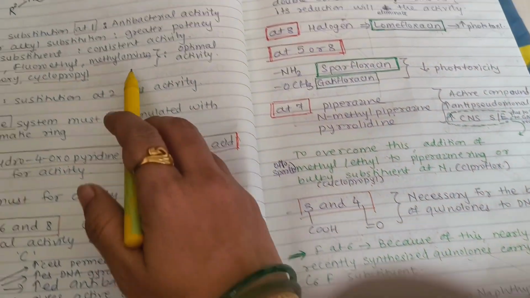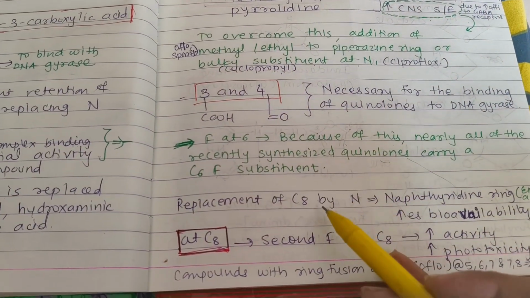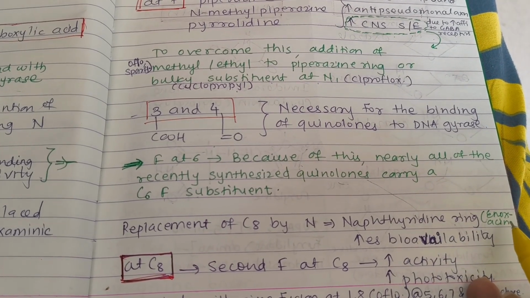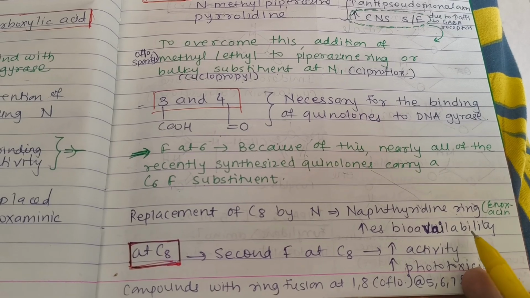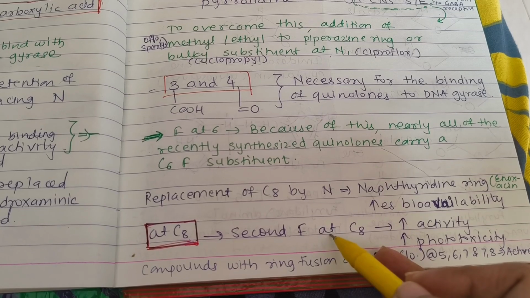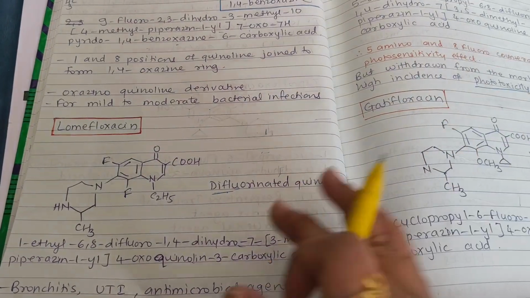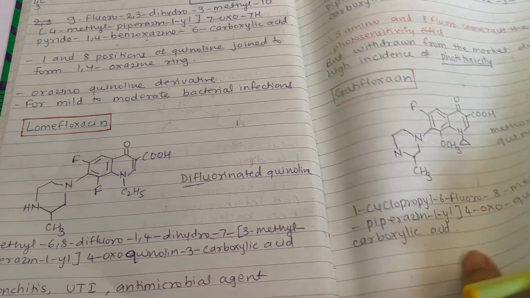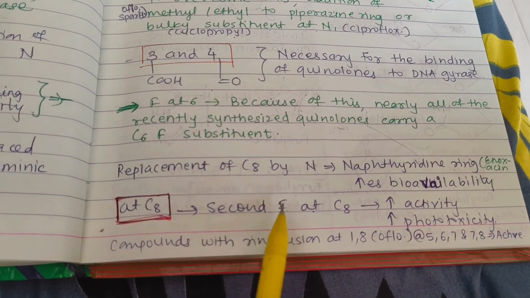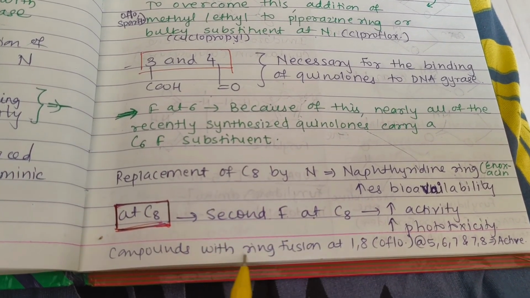Replacement of C8 by N. Here, instead of this carbon, if N is there, what will happen? That will give us the naphthyridine ring, which is nothing but enoxacin. This increases the bioavailability of the compound. Now at the 8th carbon, if there is a second fluorine, so difluoro, we have seen earlier examples of difluorinated compounds. Here also fluorine, here also fluorine. So if a second fluorine group comes at the 8th carbon, that will increase the activity, but it will increase phototoxicity also.